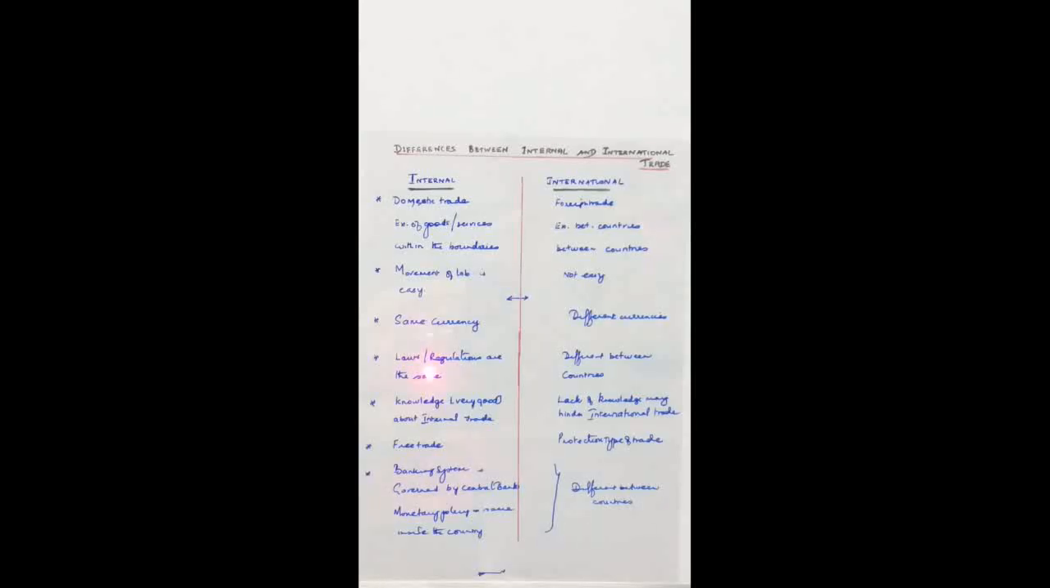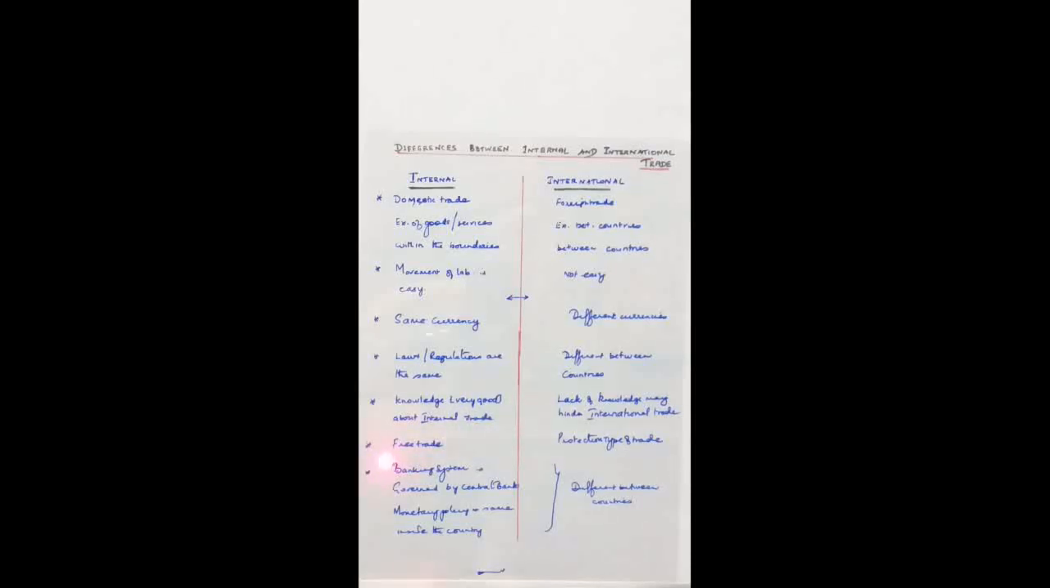Now next, in internal trade, the laws and regulations are the same. Whereas in international trade, every country follows different regulations and policies. In internal trade, the knowledge is very good. We know our country, we know the pattern of our country, and we know the trade pattern of the country also. Whereas in international trade, it's a huge global trade. Therefore, we may not have complete knowledge of other countries' trade systems.